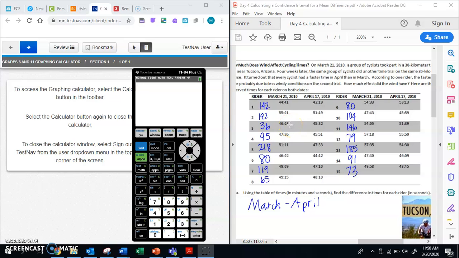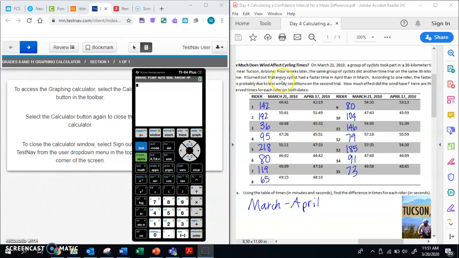Okay, so for today's lesson, we're calculating a mean difference. This is a little bit different than calculating a confidence interval for a difference of means. That's what we're going to talk about later in this unit. But today we're doing a confidence interval for a mean difference.